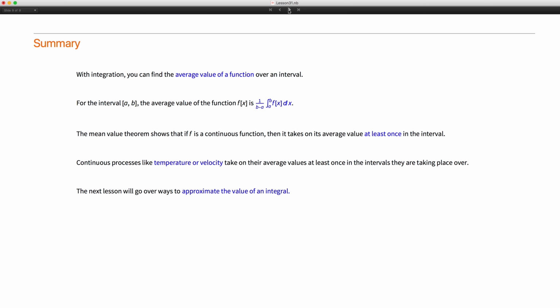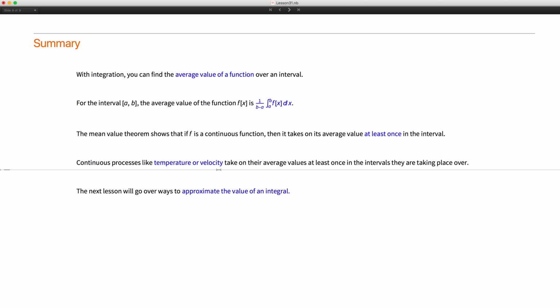And that brings me to the end of the lesson. But the main point for today is that with integration, you can find the average value of a function over an interval. And that average value is given by the integral divided by the length of the interval. The mean value theorem is a very powerful theorem which says that if you have a continuous function, then it takes on its average value at least once, could be more than once, but at least once in the interval. And of course, once you have this very powerful theorem, you can apply it to temperatures or velocities or all kinds of other physical phenomena.